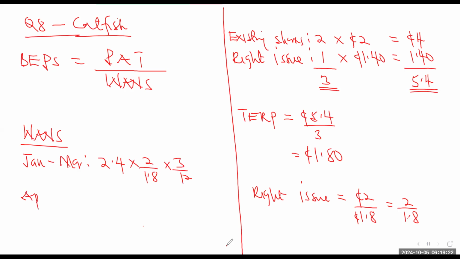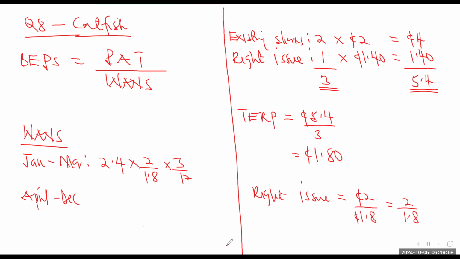So we have April to December. We are going to be having 2.4 million shares used for 3 months before we now do the rights issue. If you want to determine the weighted average number of shares, you apply the rights issue fraction up to the time that the rights issue is made. So we apply it for only January to March because the rights issue has been made on 1st April. So the bonus issue will only be on the existing shares for 3 months.